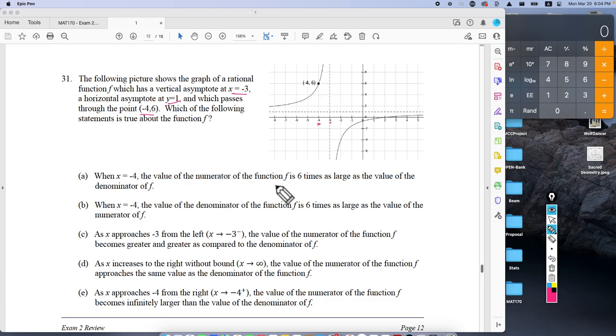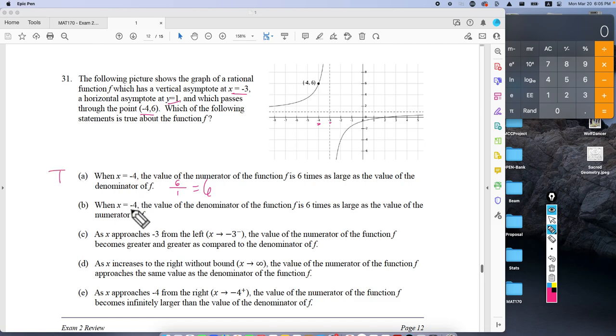The value of the numerator of the function is 6 times as large as the value of the denominator. That means that our answer, whatever we end up with, would be 6 over 1 or 12 over 2, but it would reduce down to this, and that is true because that's the answer, right? 6. So this one's going to be true.